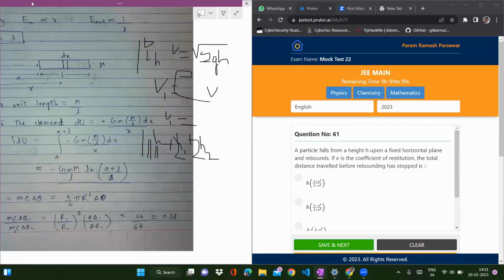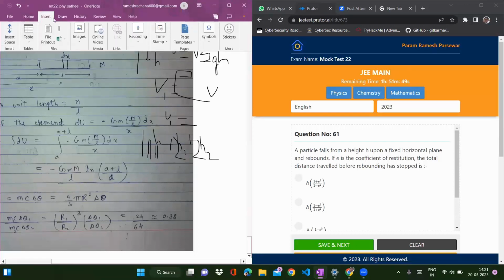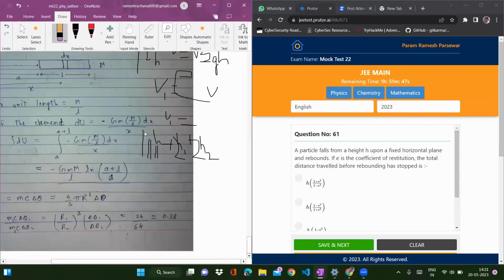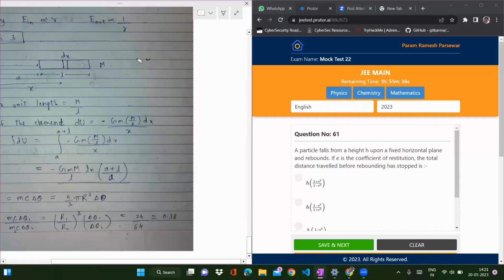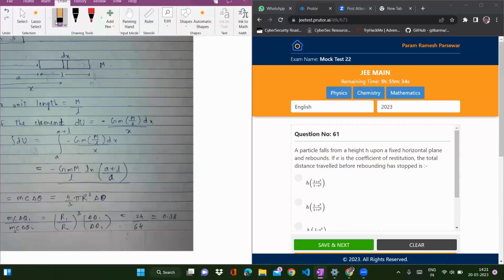So this is what we have to calculate, and we have to get the values of h1, h2, and so on. This will form a geometric progression, we will see.